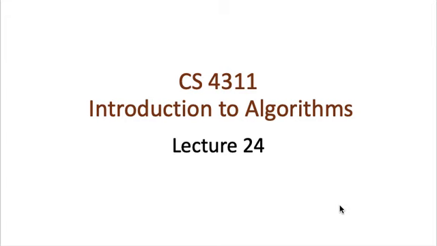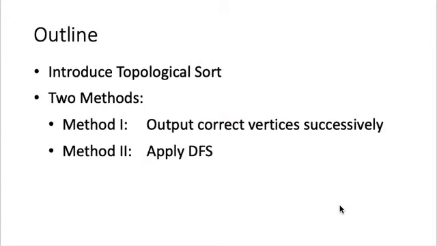Welcome to lecture 24. In this lecture, we will introduce a problem called topological sort on a directed graph. There are two methods for solving this problem. Basically, the first method will try to give the vertices one by one in the correct sorting order in this topological sort. For the second method, we will apply DFS on the graph, and then finally, based on the result of DFS, we will give the correct order. So let's see what this problem is about.